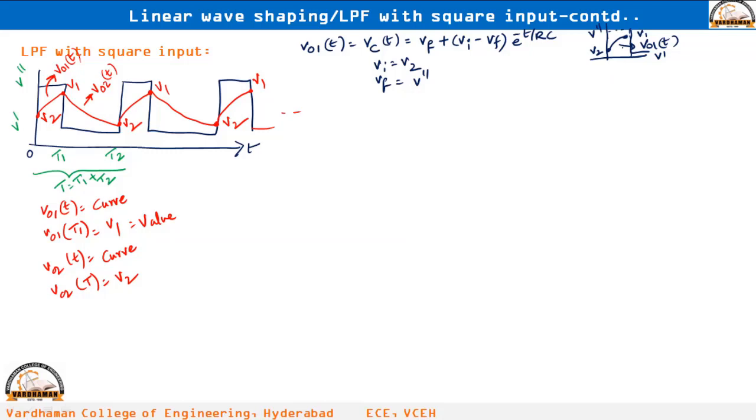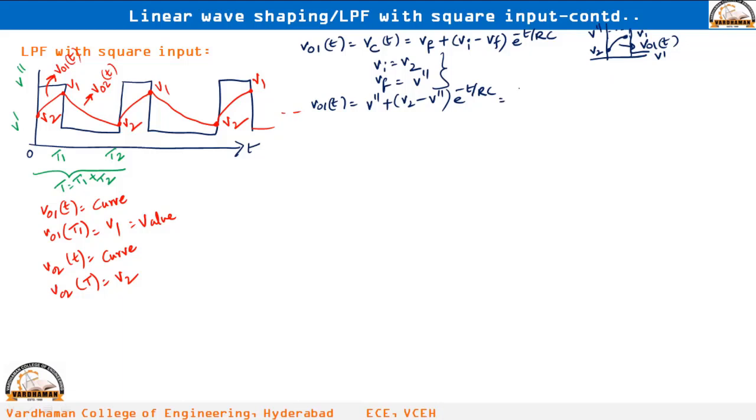But the curve starts at V2. So the initial value is V2. You need to understand these two carefully. Then you can substitute in the equation. So V01 of t is equal to V final, which is V double dash, plus V initial, which is V2, minus V final, which is V double dash, multiplied with e power minus t by RC. If you understand this one, we can proceed.